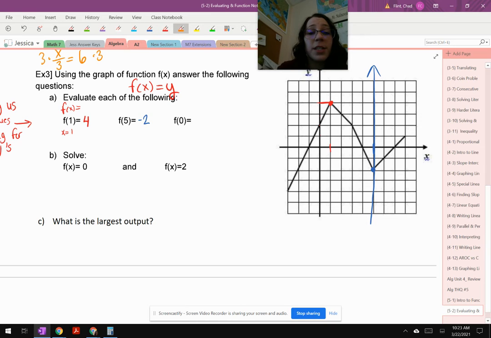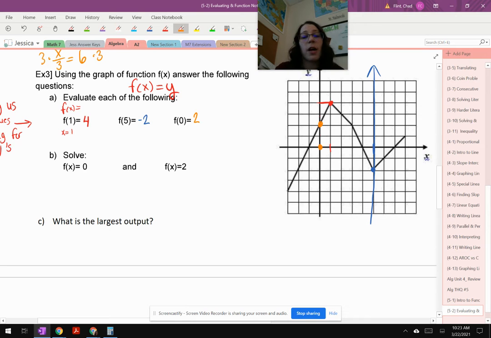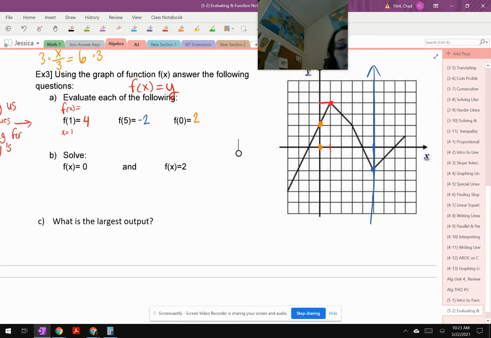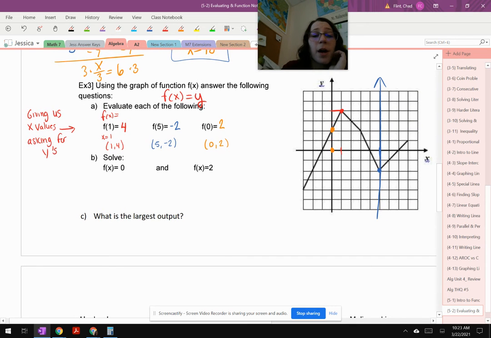When we have f of 0, when x is 0, that graph crosses right about here, putting that at a y value of 2. So there we have f of 1 is equal to 4, f of 5 is -2, and f of 0 is 2. Remember, they're giving us those coordinate points, (0, 2), (5, -2), and (1, 4). So we just use the graph, mark that graph up.